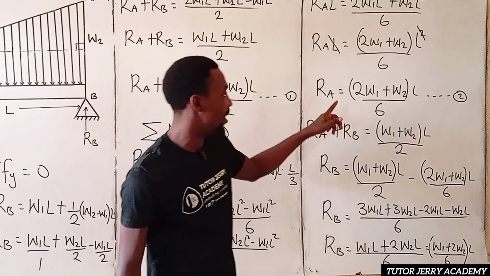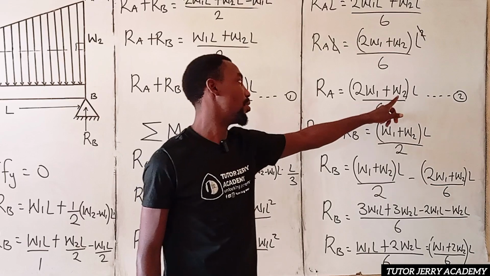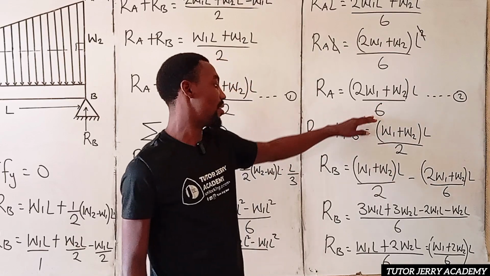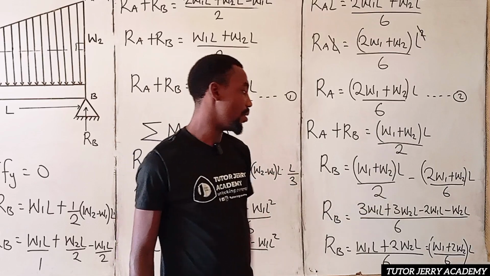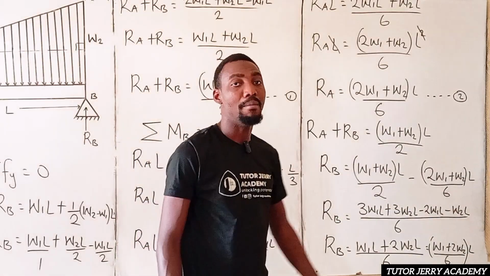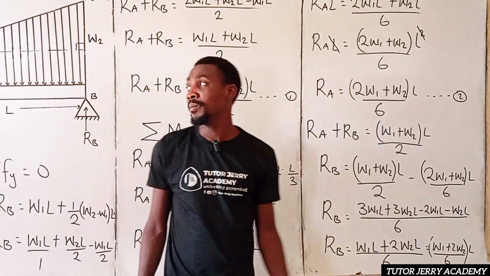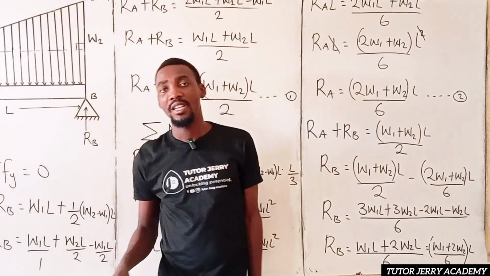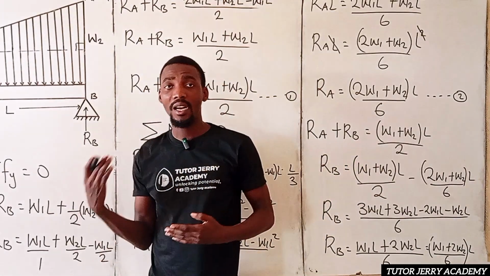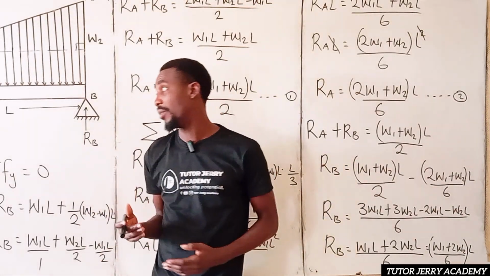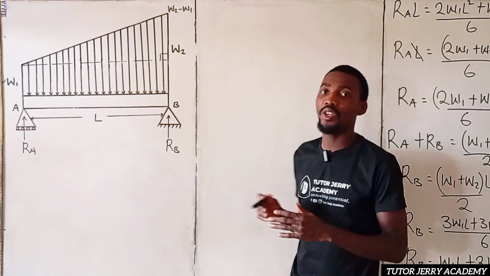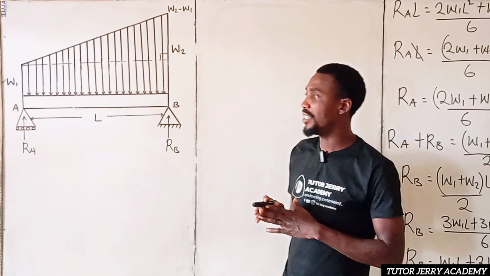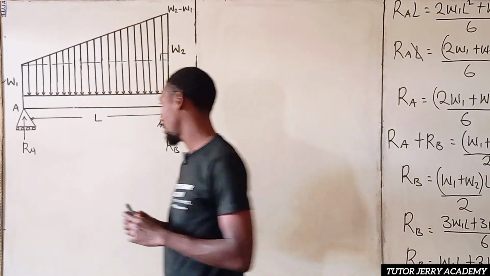So you can see the reaction at A is 2W1 plus W2 into L all over 6, while the reaction at B is W1 plus what? 2W2 all over 6 multiplied by what? By L. Alright. So we are going to be deriving the shear force equation now. So I'm going to clean this side. Alright, so we are going to be deriving the shear force equation now.